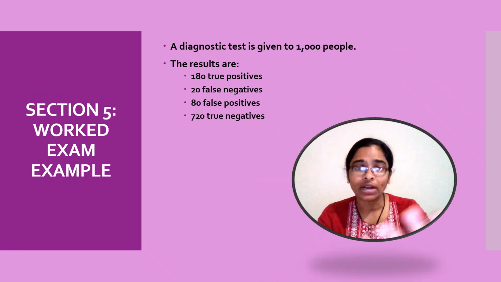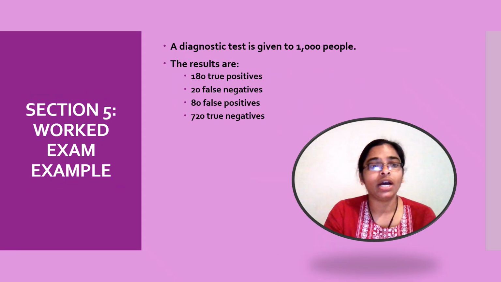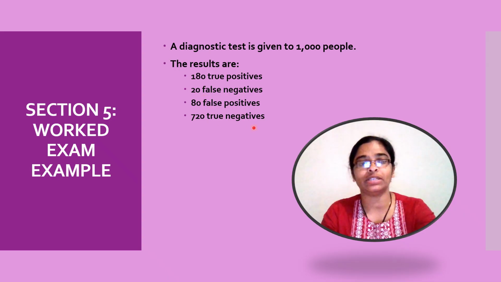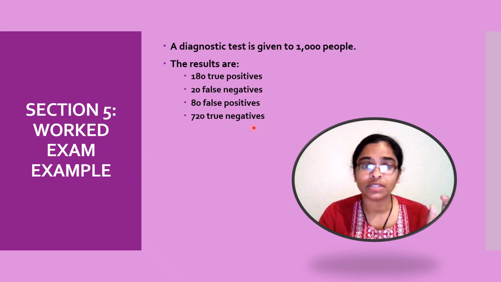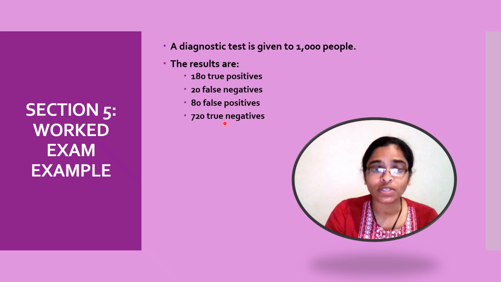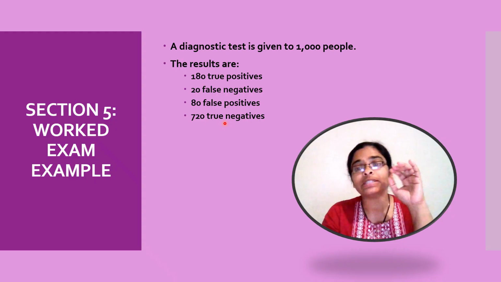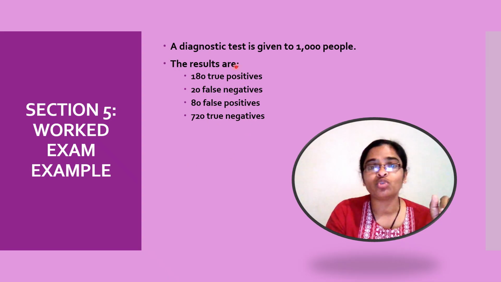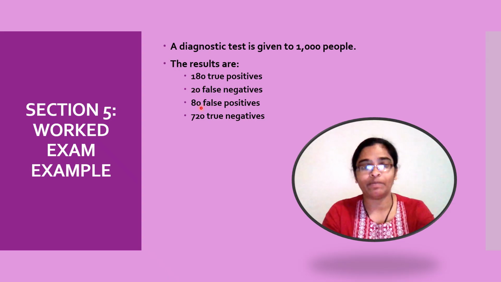Now let's work through a complete example. A diagnostic test is given to 1,000 people. The results are 180 true positives, 20 false negatives, 80 false positives, and 720 true negatives. So let's first see what the positive predictive value is. The numerator is the number of true positives, that is 180, and the denominator would be all positives, so true positives and false positives. So 180 plus 80 gives us 260. So it will be 180 divided by 260.